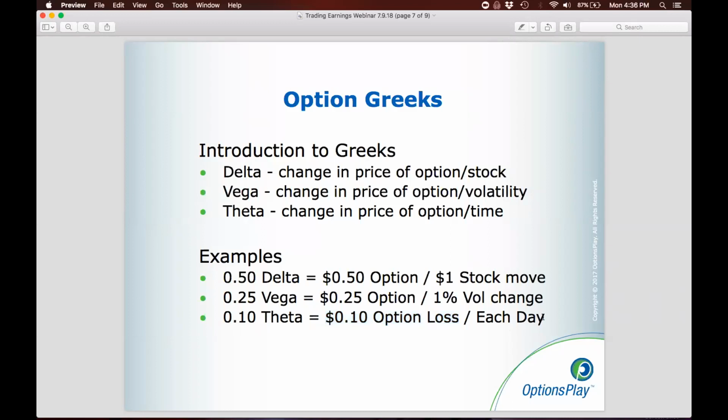So whenever I show this type of slides, especially for someone who's new, I usually get the question, well, number one, where do I find the delta, the vega, and theta? And number two, how do I go about calculating these things? The great thing is that you don't have to do that anymore. OptionsPlay does all of that work for you.